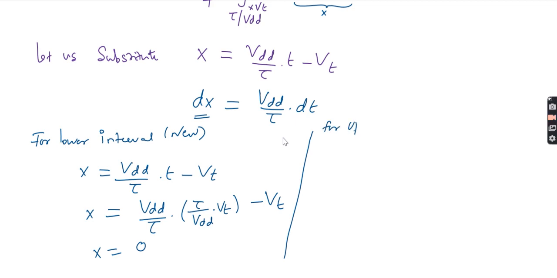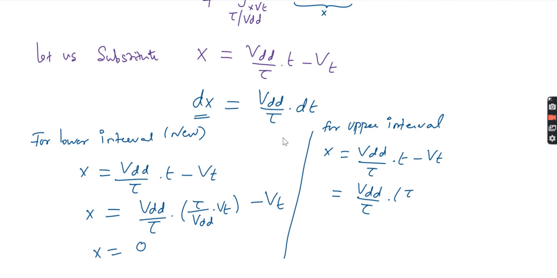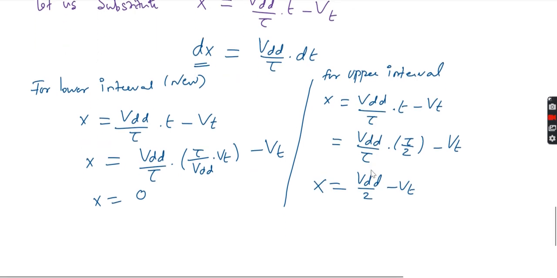Same for the upper interval. So for the upper interval, you do the same thing. X is equal to VDD by tau into t minus Vt. Now for the upper interval, t is nothing but tau by 2 minus Vt. Now tau will get cancelled. I'll get the new interval as VDD by 2 minus Vt. So now my new interval will become x is equal to 0 to x is equal to VDD by 2.